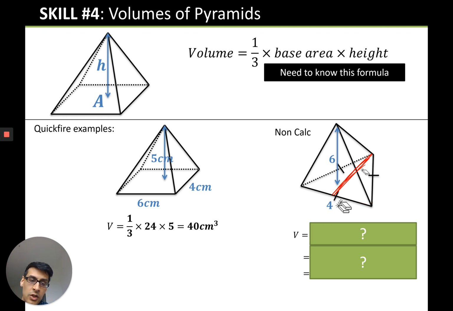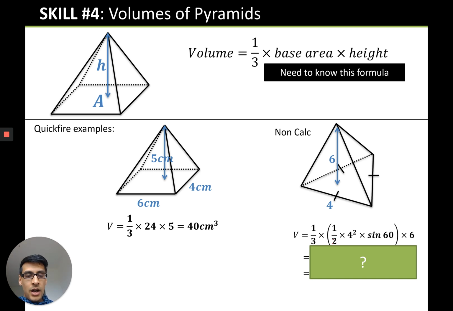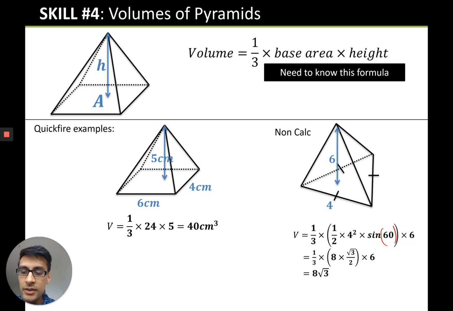Or you can just use that good old formula, half AB sine C. And that is going to be 1/3 times half AB, which is just 4 times 4 sine 60. And you know it's 60 because it's equilateral. And then you multiply it by 6, which is the height. And then that's your answer.